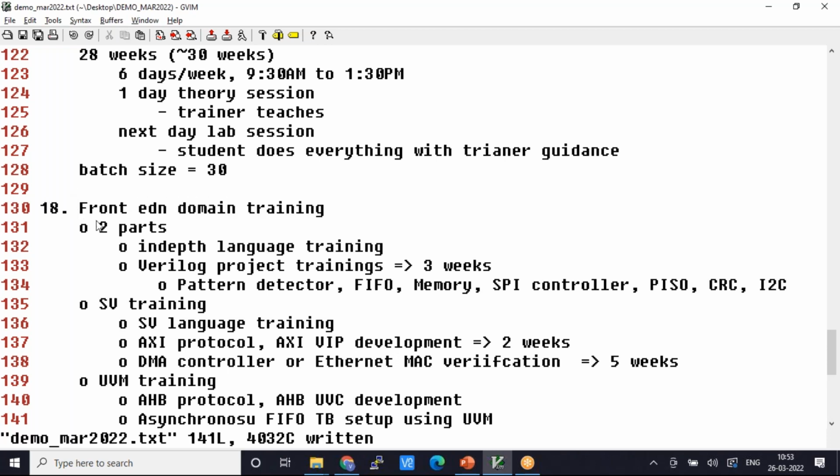Verilog is in 2 parts. Okay. So, any questions so far?